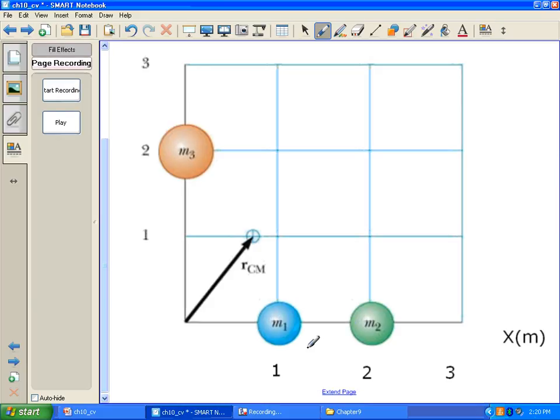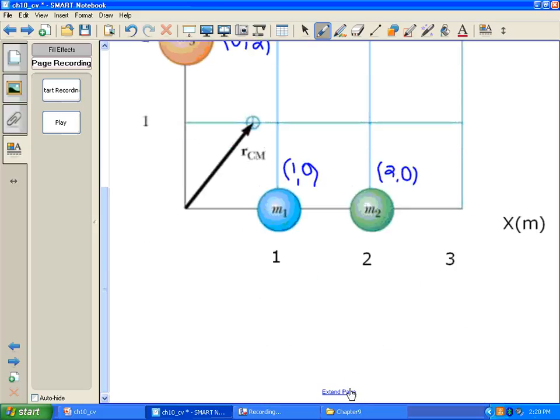mass 1 with the coordinates, the X coordinate is 1, the Y coordinate is 0, M2 has an X coordinate of 2 and a Y coordinate of 0, and M3 has an X coordinate of 0 and a Y coordinate of 2. Since these are discrete, or rather point masses, we can very simply use the formula for obtaining the center of mass of discrete masses.